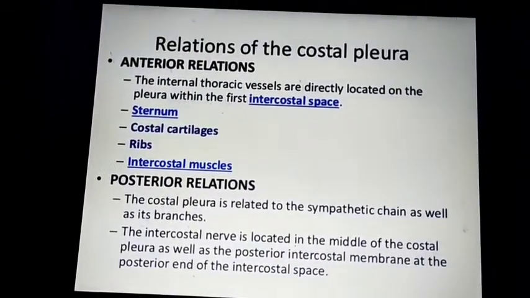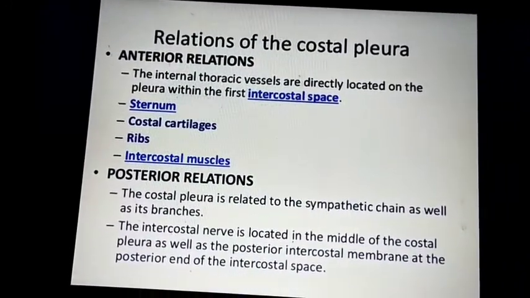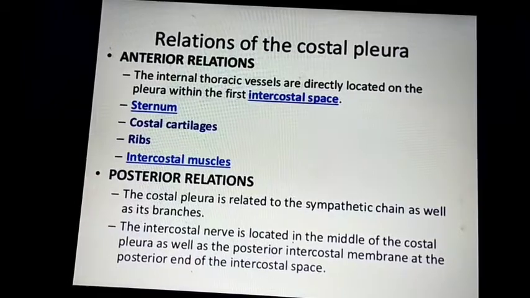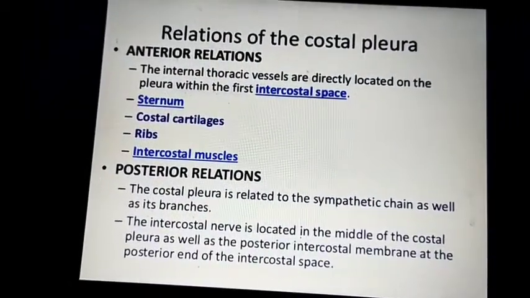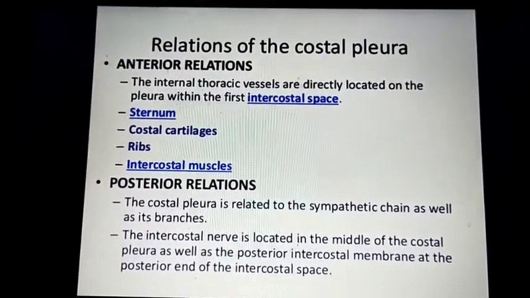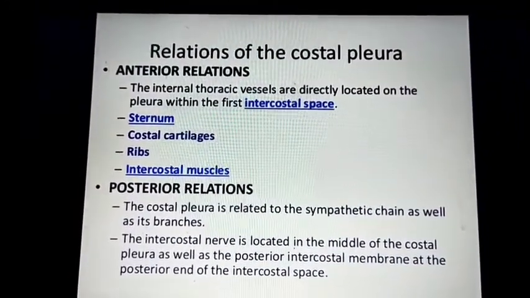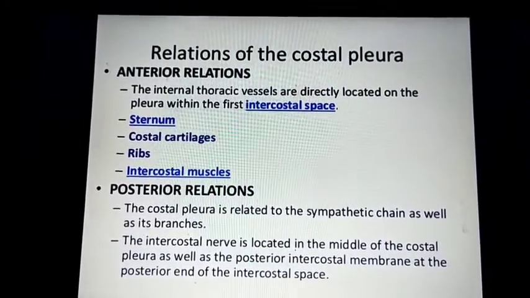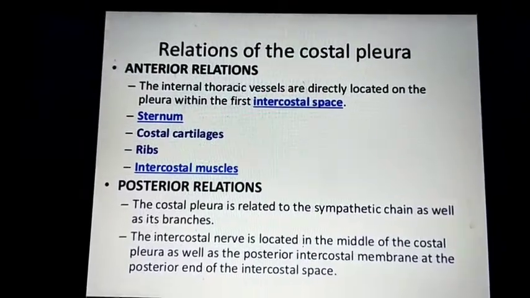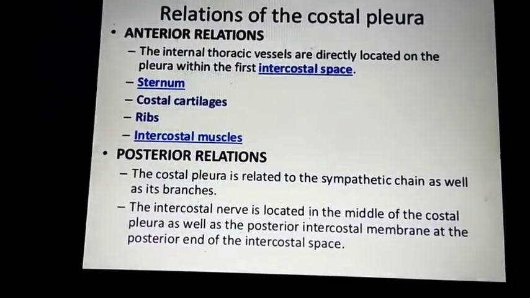Then the relations of the costal pleura. Anteriorly, what are the relations? Mainly the costal cartilages and ribs, intercostal muscles and sternum. Okay, these are present anteriorly. The internal thoracic vessels are directly located on the pleura within the first intercostal space, sternum, costal cartilages, ribs, and intercostal muscle. And posteriorly, what is the relation?